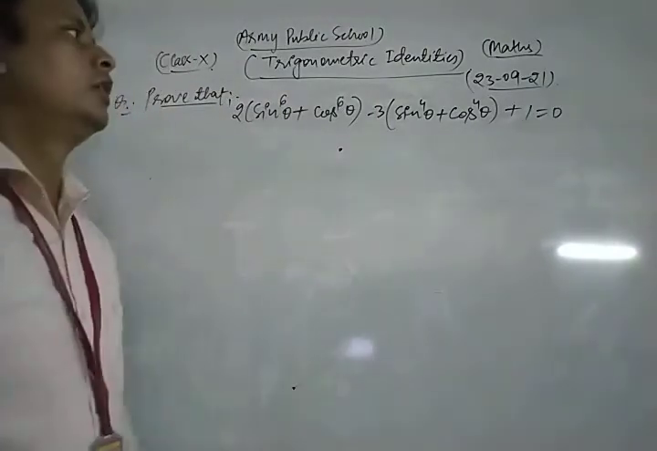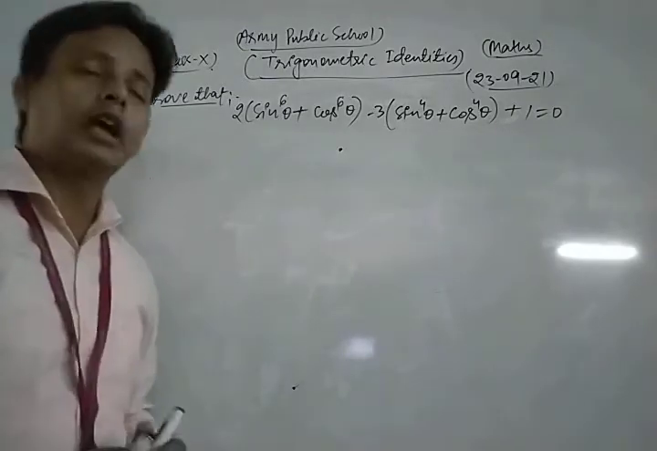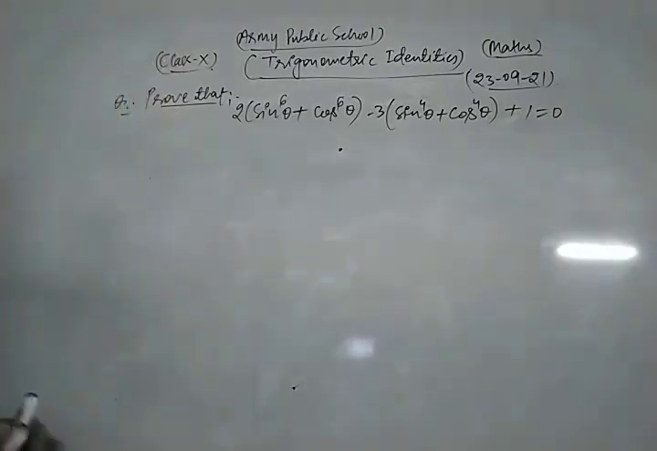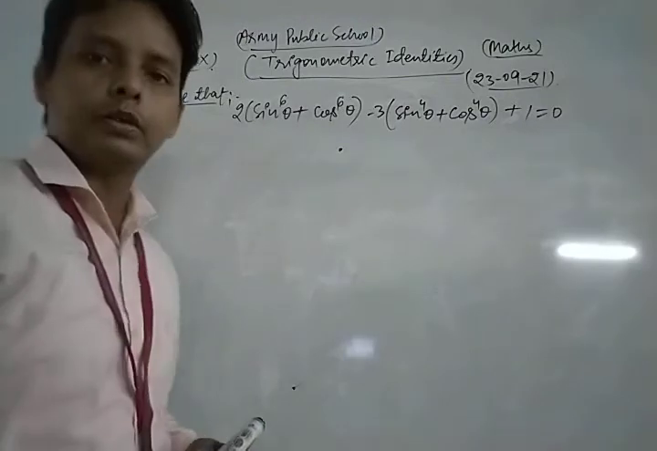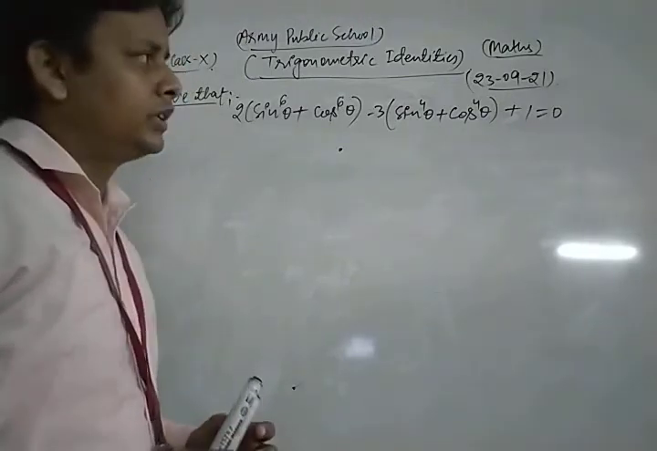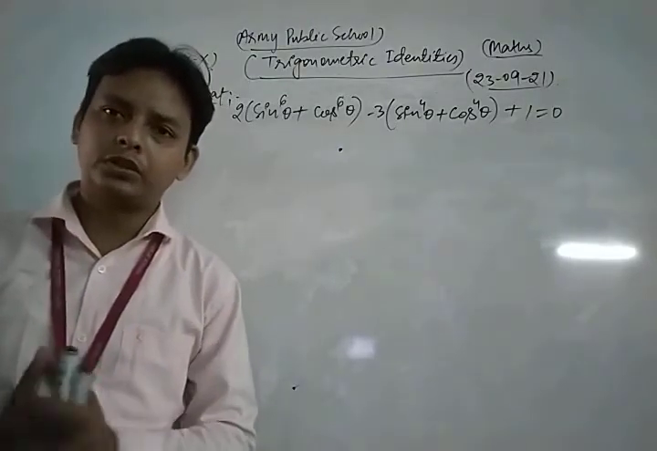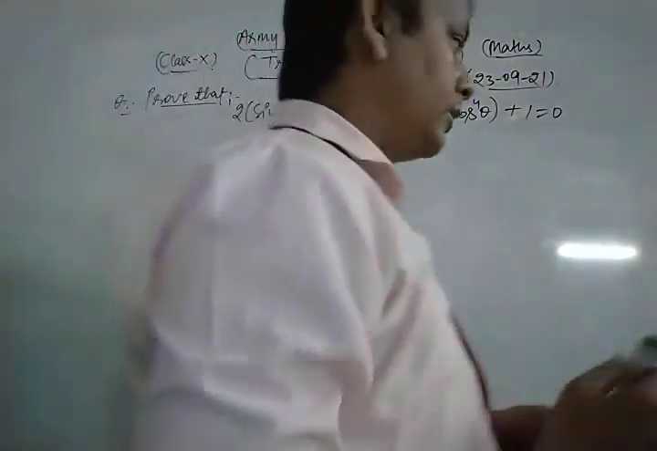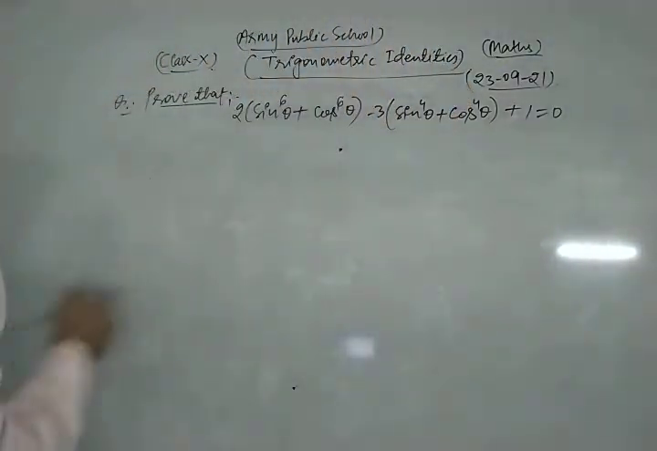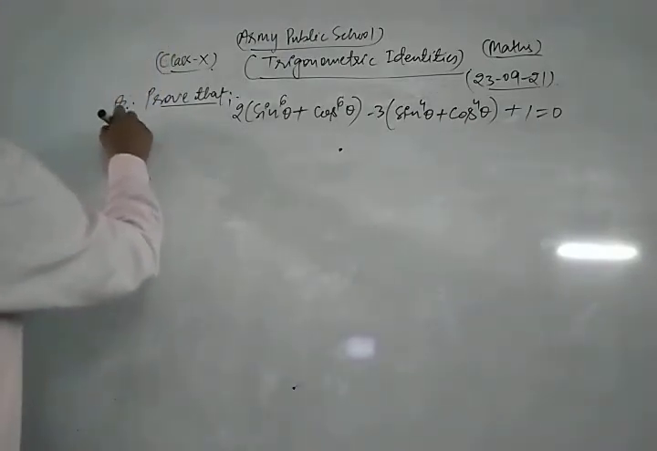Okay. So dear friends, here we have to show that 2 times sin to the power 6 theta plus cos to the power 6 theta, minus 3 in bracket sin to the power 4 theta plus cos to the power 4 theta, plus 1 is equal to 0. This is a very important question. Now look, what I do for that, dear friends, first of all, here we apply the formula a cube plus b cube. Now we take LHS.